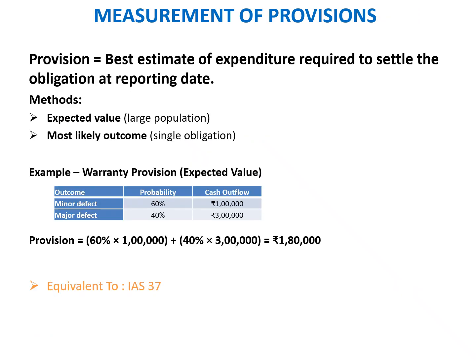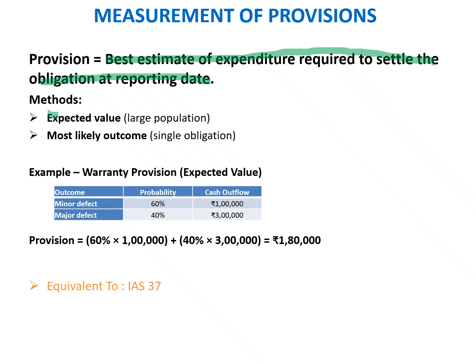Okay, now we'll talk about the measurement of provision. How we have to value the provision. We have to assign a value to the provision. So provision is equal to the best estimate of the expenditure required to settle the obligation at the reporting date. So at the reporting date, whatever best estimates we have, on the basis of which we are able to establish the amount, determined on some judgment and the past practices of the organization, we finalize an amount, and then that amount would be reflected in my provision.